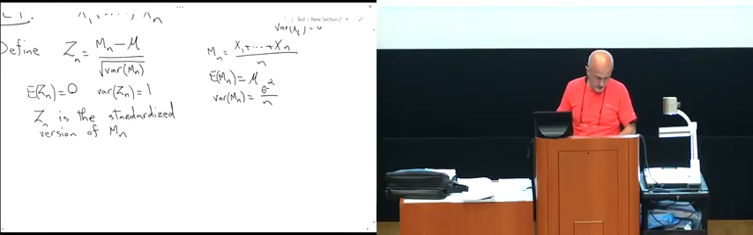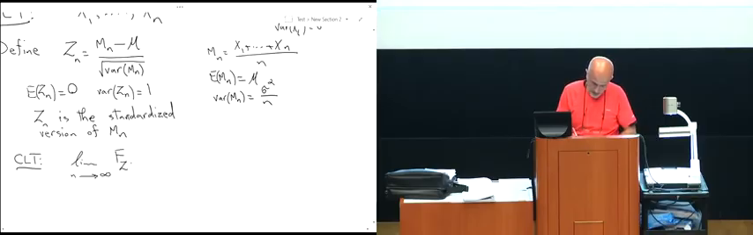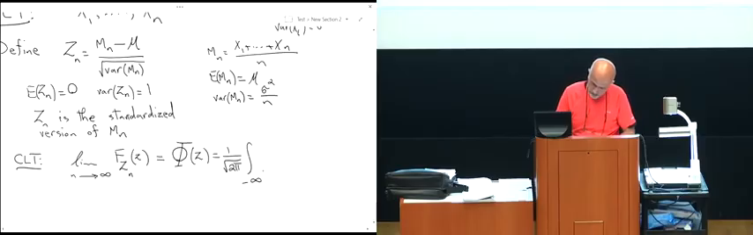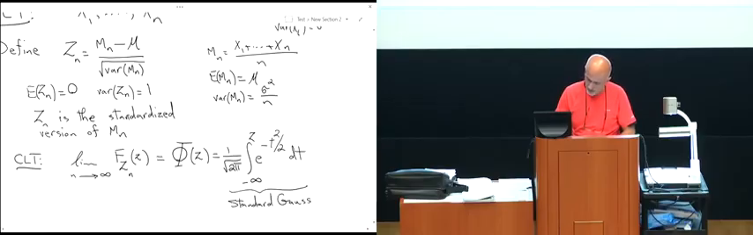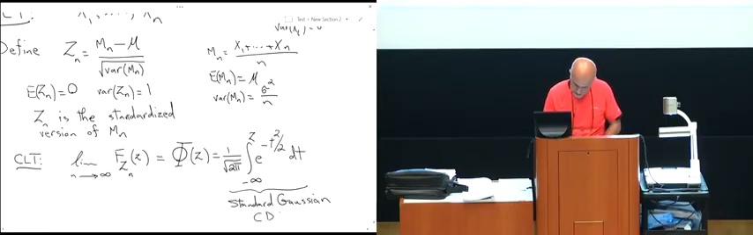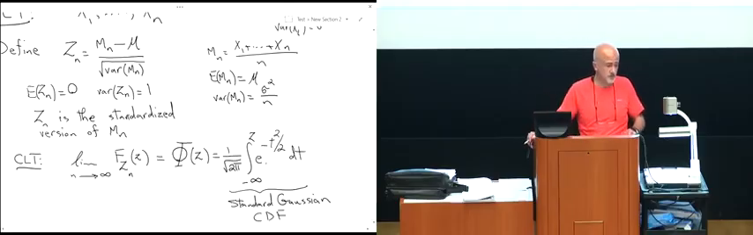The central limit theorem says the following. The CLT: the limit as n goes to infinity of the cumulative distribution function for Zn approaches the Gaussian CDF, which is given by this, the standard Gaussian CDF. This is what we said does not have a closed form expression.